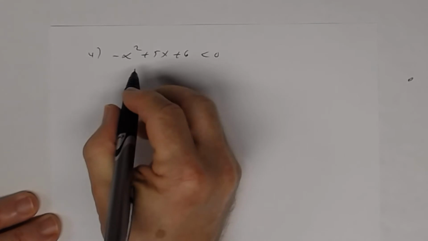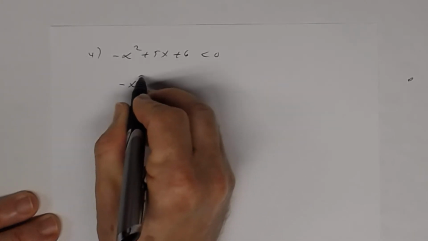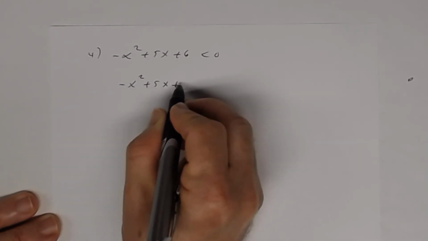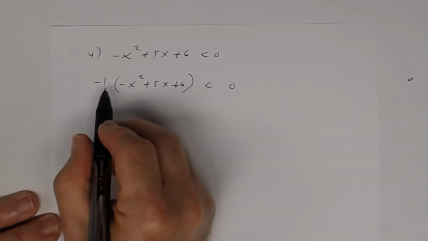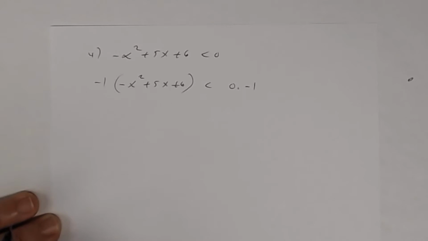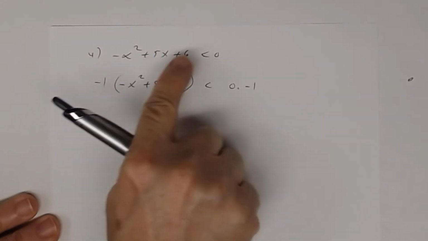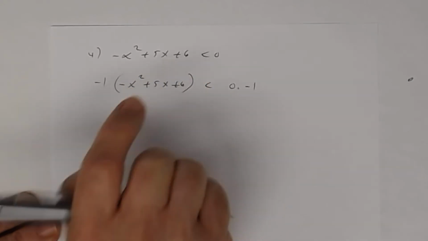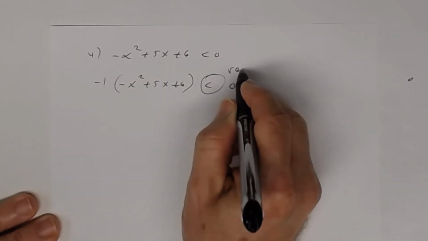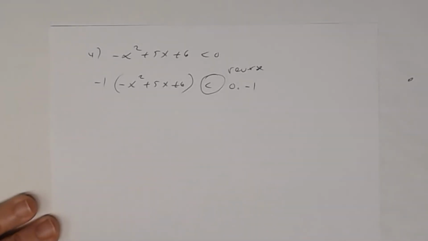All right, so here's what we're going to do. I'm going to rewrite this over. Negative x squared plus 5x plus 6 is less than 0. So I'm going to multiply this side by negative 1, and I'm going to multiply this side by negative 1. But you have to remember this. Whenever you multiply both sides or divide both sides of an inequality by a negative number, you have to reverse the inequality symbol. Okay, so don't forget to do that.